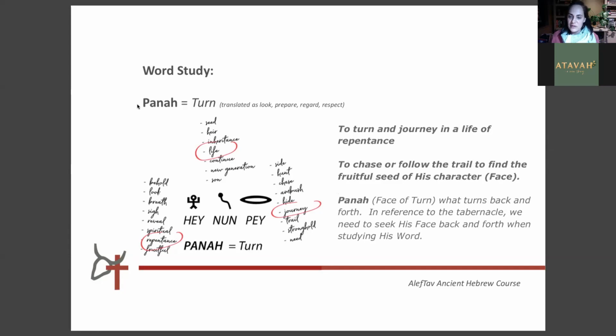So pana, which also means face or turn, what turns back and forth in reference to the tabernacle, we need to seek his face back and forth when studying his word. Sorry, so the three words, journey, life, and repentance, are to turn and journey in a life of repentance.